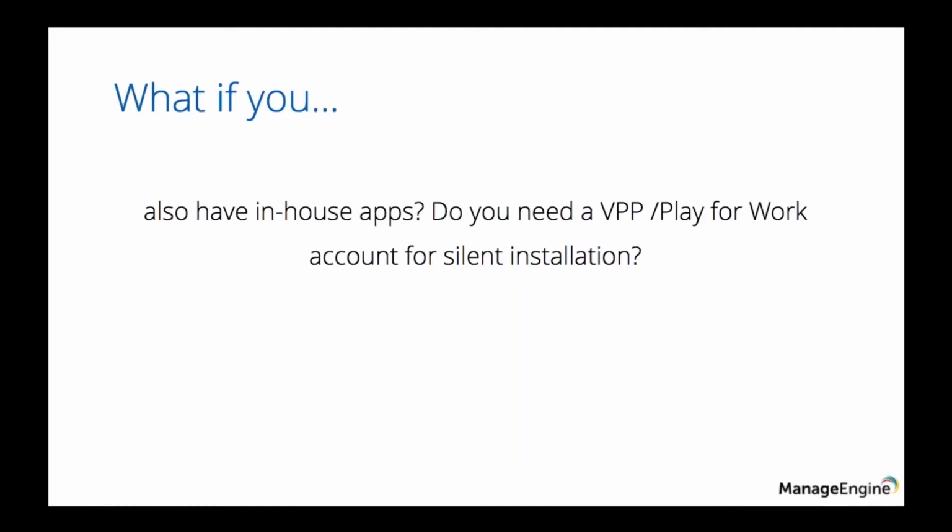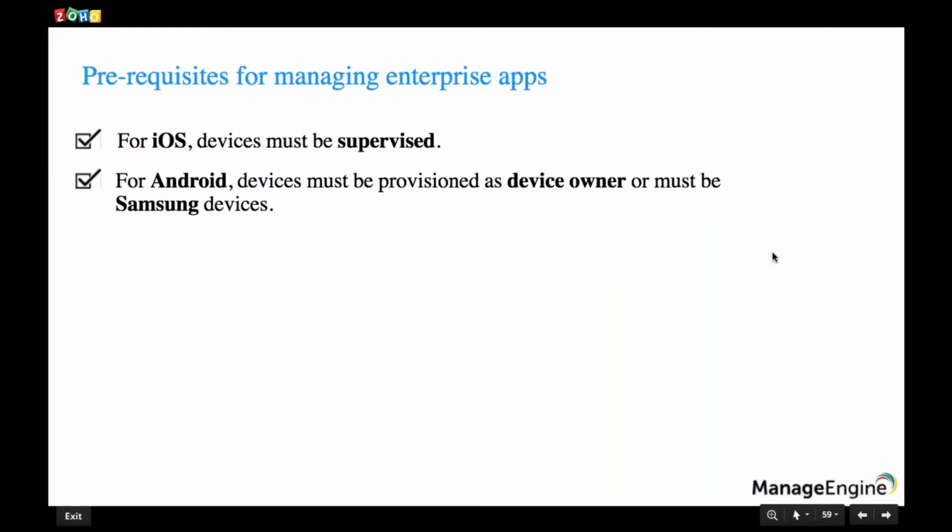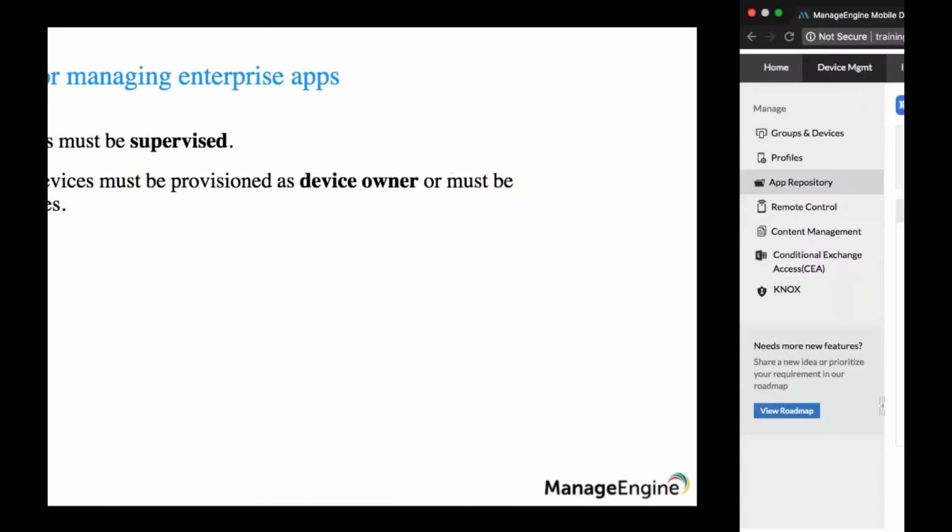So the third topic is, what if I also have in-house apps? Do I need a VPP or Play for Work account for silent installation? In the case of enterprise apps, our own enterprise app repository is more than enough to silently install these apps. But we have a few prerequisites even in this case. In the case of iOS devices, they must be supervised. And in the case of Android, they must either be provisioned as a device owner or must be Samsung devices. So let me show you how you can use our app repository to silently distribute enterprise apps.